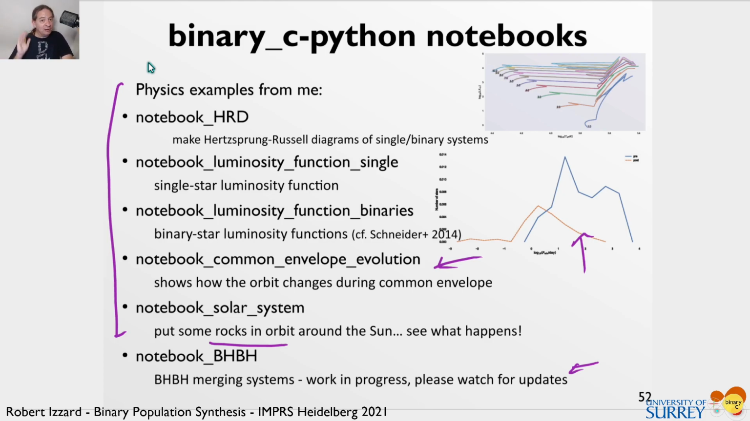But you can try all of these. They're all there. They all just work. They all are on the virtual machine. You can just go there, download it and just run them. Very easy.